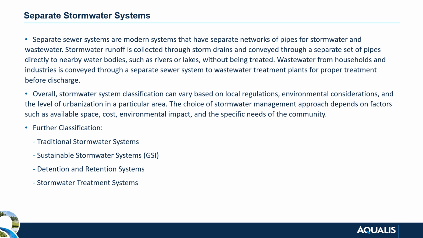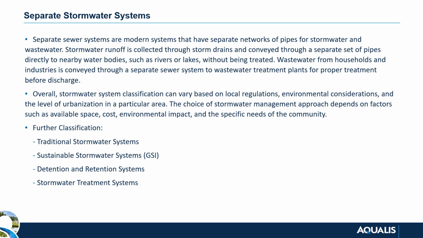Overall, stormwater system classification can vary based on local regulations, environmental considerations, and the level of urbanization in a particular area. The choice of stormwater management approach depends on factors such as available space, cost, environmental impact, and the specific needs of the community.